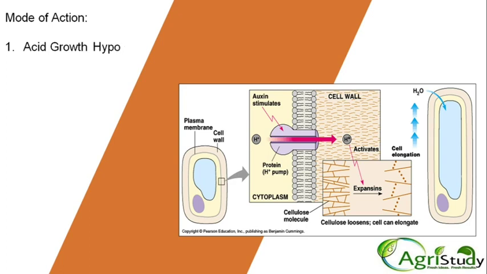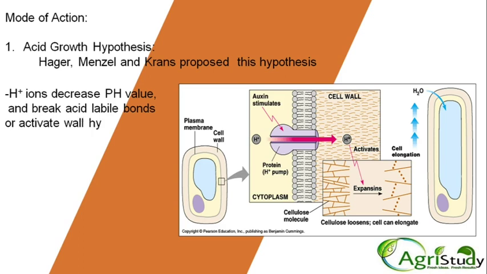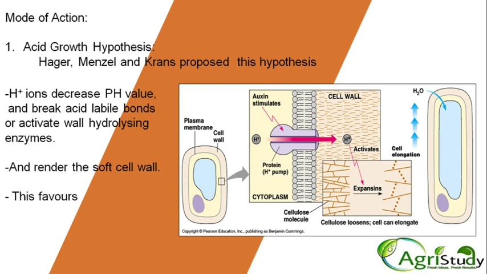Okay friends, let's see the mode of action of auxin. First, the important mode of action is the acid growth hypothesis, which was proposed by Hager, Menzel, and Krauss. Mode of action means how auxin, in a general sense, increases cell wall growth. What might be the possible hypothesis of this action? That is the acid growth hypothesis, proposed by these three scientists.